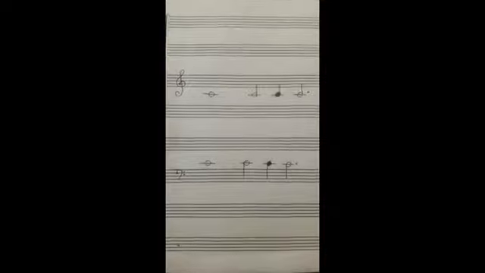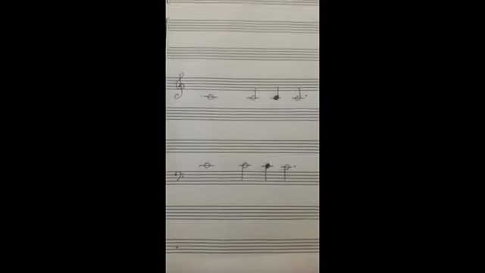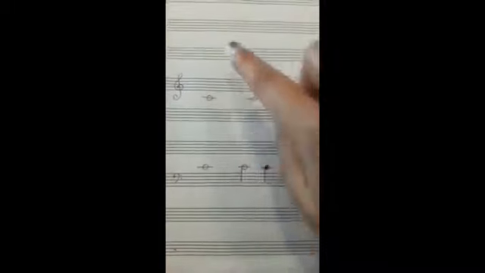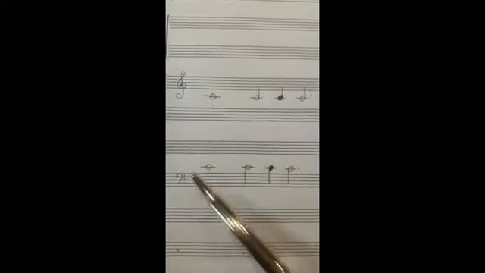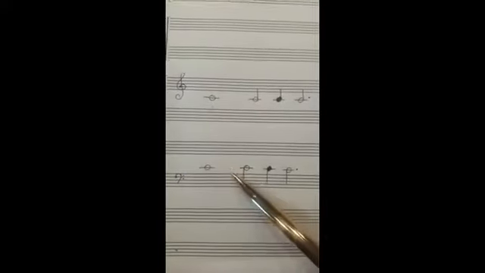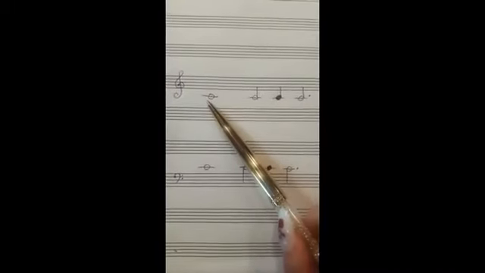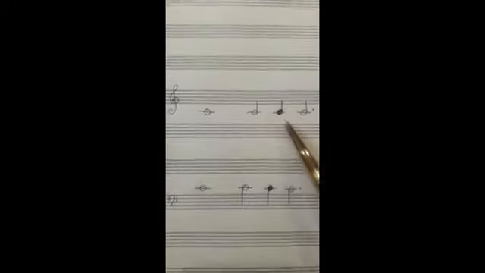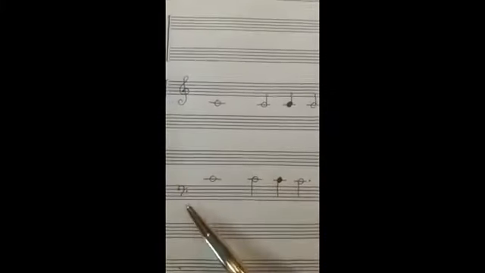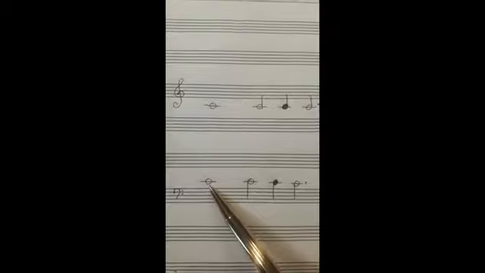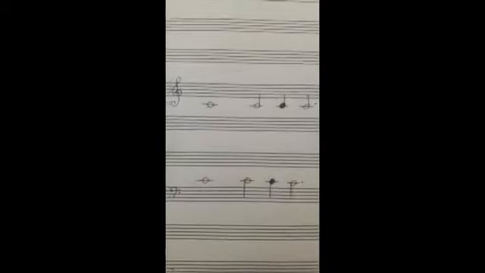Thirteenth class, middle Cs. Middle Cs will look different depending on clefs. In treble clef, middle C will look like below the 5 lines, and in bass clef, middle Cs will look like above 5 lines. So this is a whole note middle C, half note, quarter note, and dotted half note middle Cs in treble clef. Bass clef, whole note middle C, half note, quarter note, and dotted half middle C.